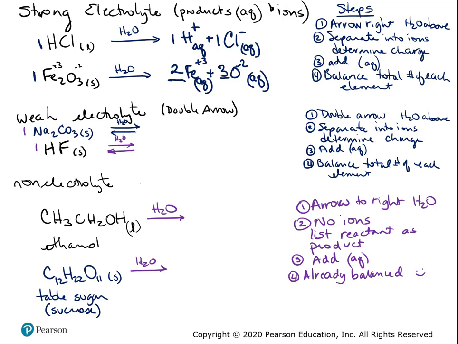Now, if I have a weak electrolyte, then I have the double arrow. That's different than the strong electrolyte. Strong electrolyte arrow goes left to right. Weak electrolyte's going to go both directions. I'm still going to separate them into ions.